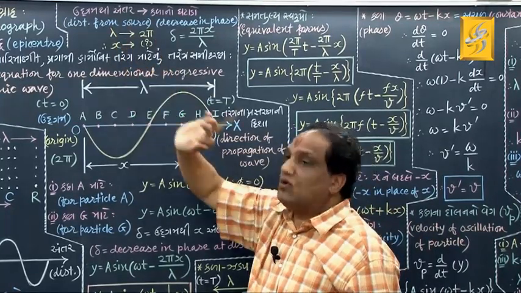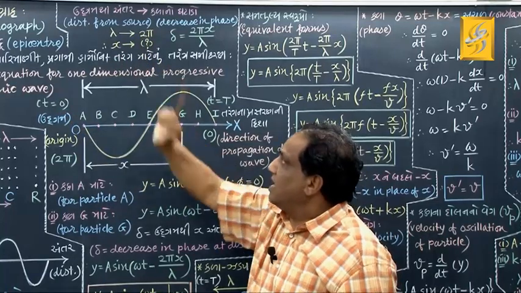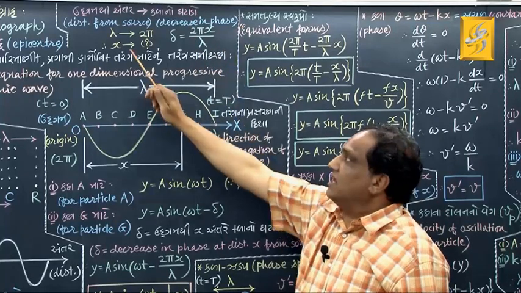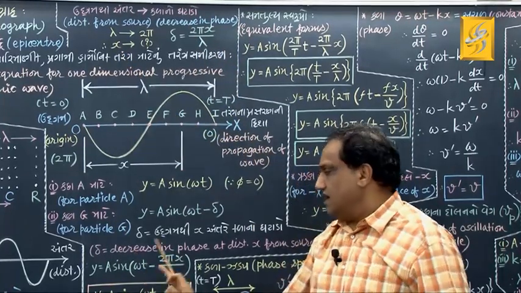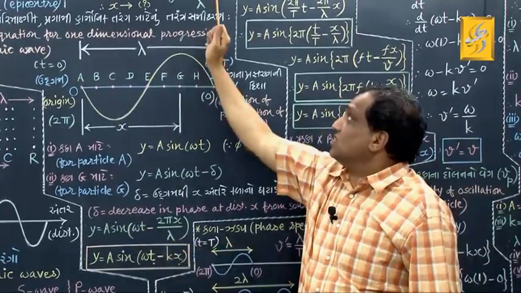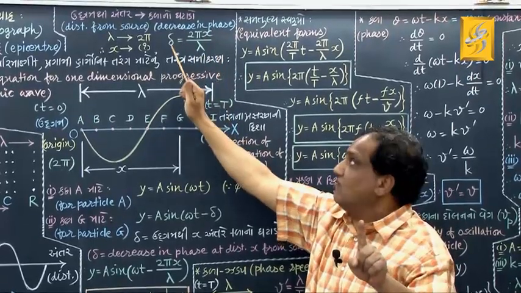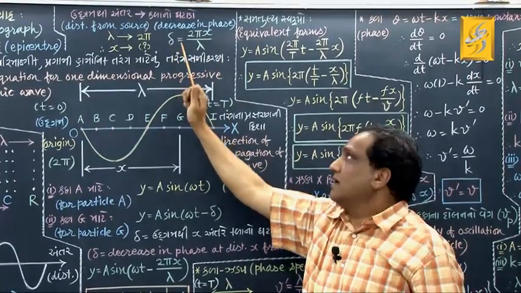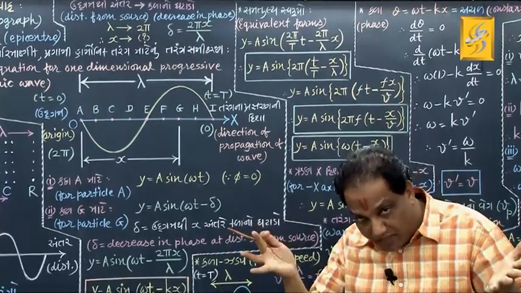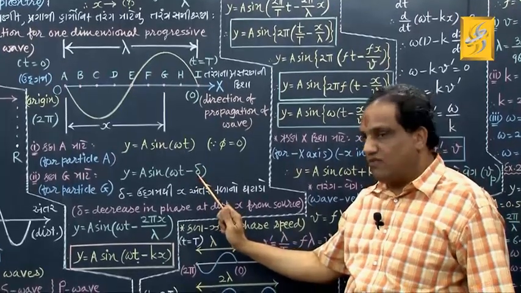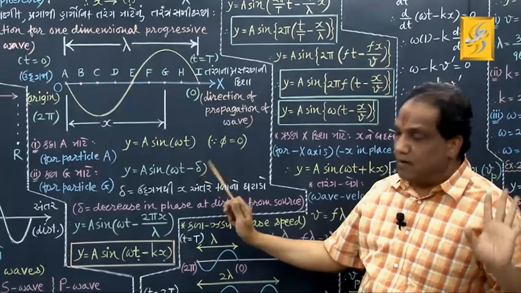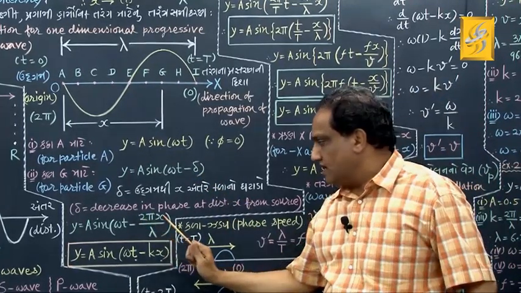This into this upon this. That is 2 pi x upon lambda. This will give you the decrease in phase at distance x from the source, which is nothing but delta. So this 2 pi x upon lambda is the value of delta. Got it? Delta equals 2 pi x upon lambda. Just put it here. The value of delta we have found out is delta equals 2 pi x upon lambda.